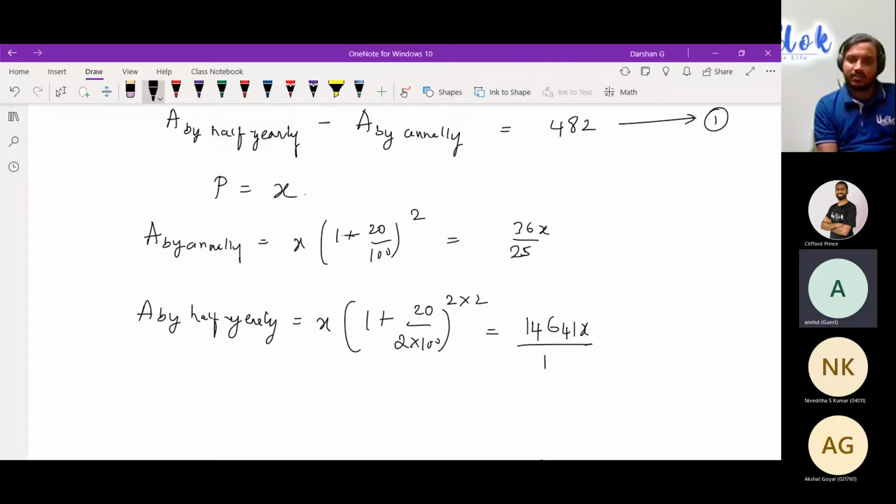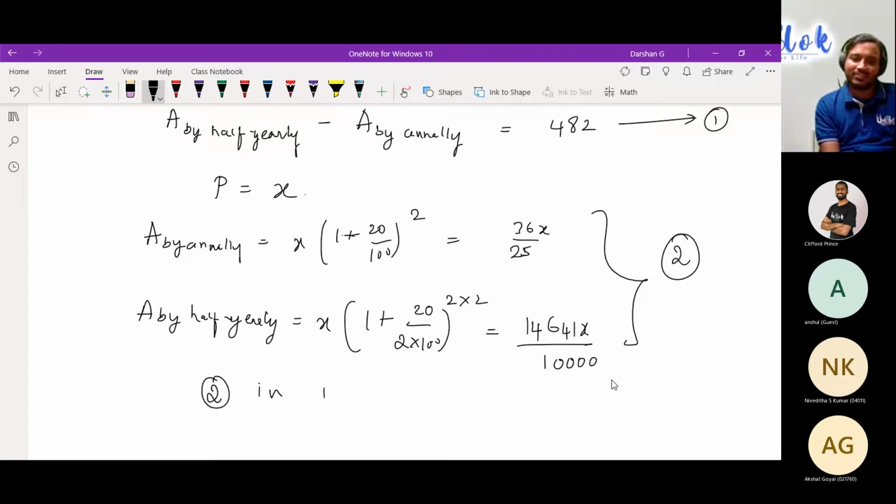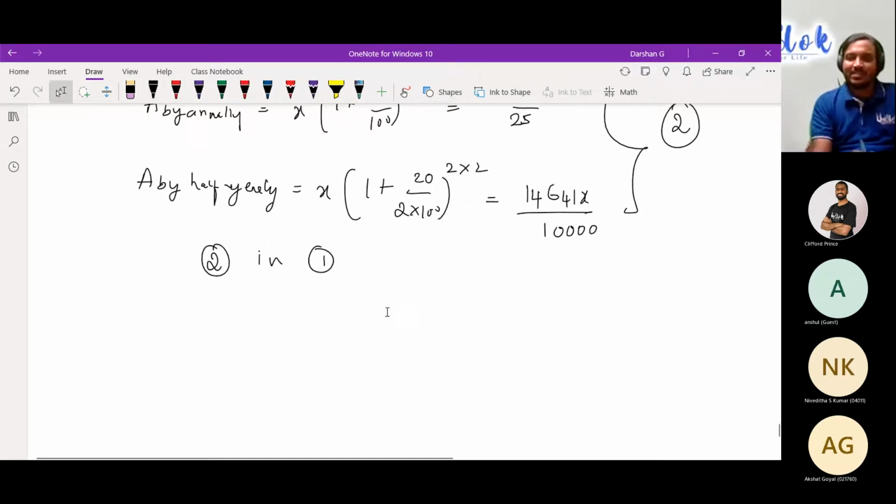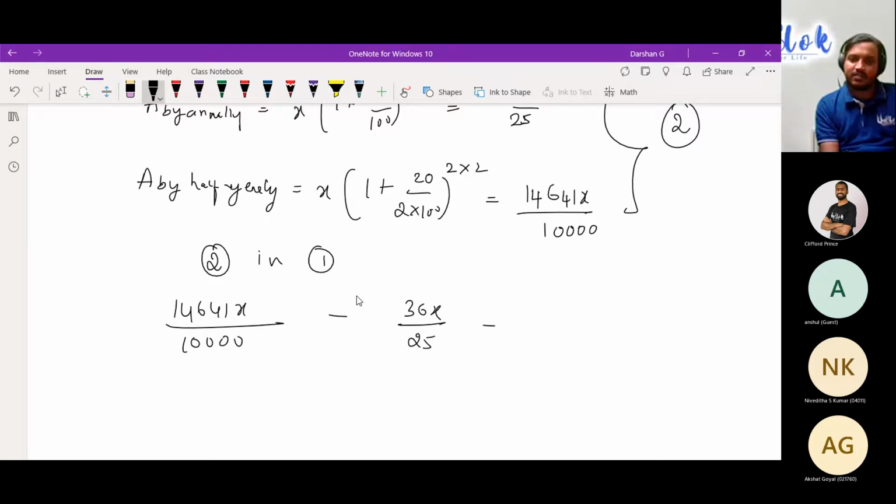Is it 14641 divided by 10,000? Correct. Nivedita, I hope you got the same answer. I'm still doing it, sir. Okay, no problem. So these I'm considering as two, I'm just telling two in one so that your teacher does not get confused. So 14641x divided by 10,000 minus 36x by 25. Take the LCM, do the needful. That will be equal to 482, and try and find x.